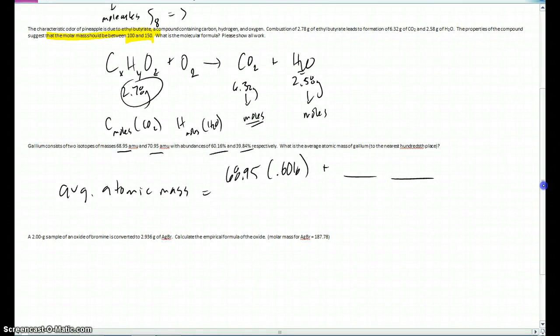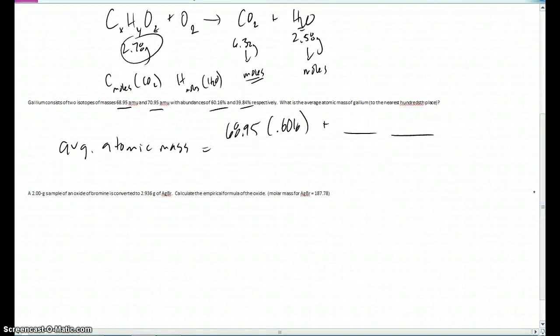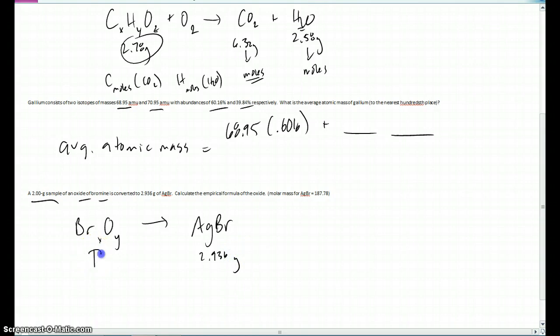And then the last problem that was requested for this chapter is the following: a 2-gram sample of oxide of bromine. So that means you've got bromine and you've got oxygen. It is converted to 2.936 grams of silver bromide. So I've got 2.936 grams, and I want to figure out the empirical formula for that. And they do give us the molar mass of the silver bromide, so we don't have to hit the periodic table necessarily.